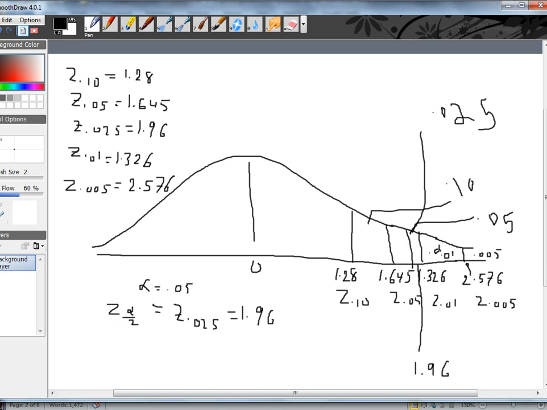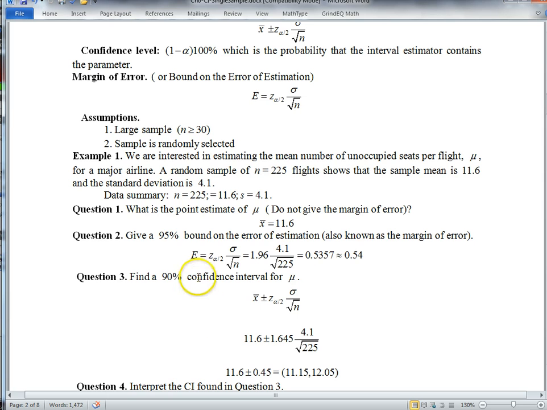So once you get that, the rest of it is going to be easy, because now we just use the formula E equals z alpha over 2 sigma over square root of n. We have 1.96, sigma 4.1, over the square root of 225, and so our margin of error is about 0.54, about half a seat. So it's 11.6 plus or minus half a seat one way.